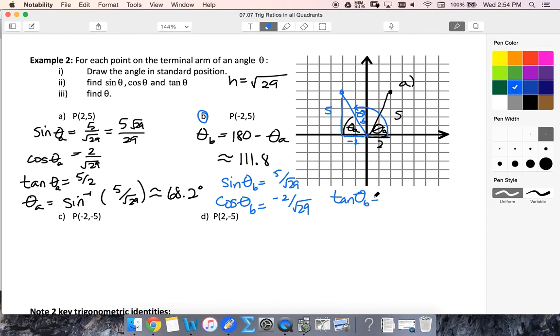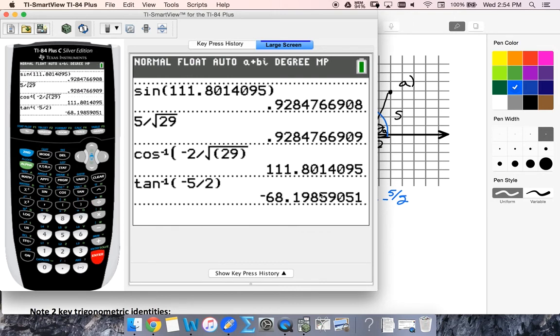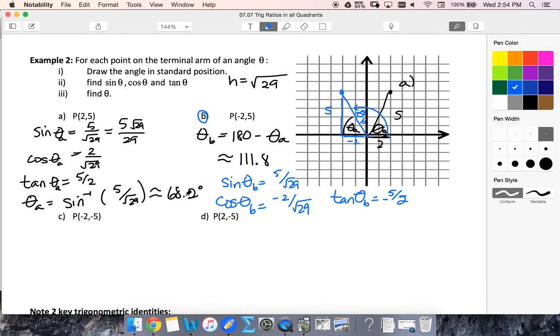Tan theta B, 5 over negative 2. The negative can go top, bottom, out in front, doesn't matter. If I tried this one on my calculator, tan inverse, negative 5 over 2, negative 68. Notice I got this angle, but the negative side. So I think it's far easier to use the reference angle and not worry about which ratio to use to get the correct value from your calculator. Using my reference angle, 180 minus the angle. So I'm going to stop there.